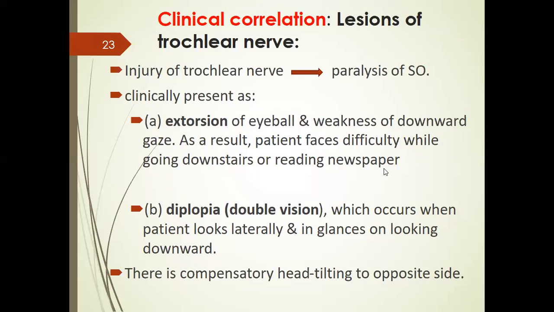Another clinical condition is diplopia or double vision. This occurs when a person looks laterally and downwards. So if a person is looking downwards and laterally, and there is injury to the trochlear nerve, there will be diplopia or double vision. This is compensated by the patient tilting the head to the opposite side. By tilting the head to the opposite side, the patient tries to compensate for the diplopia.